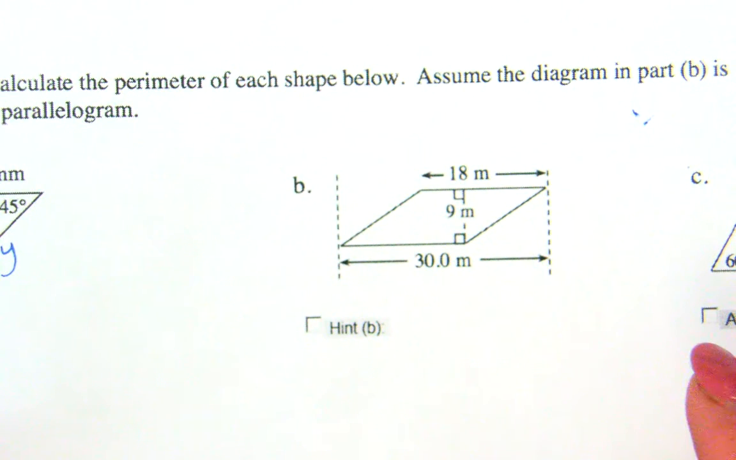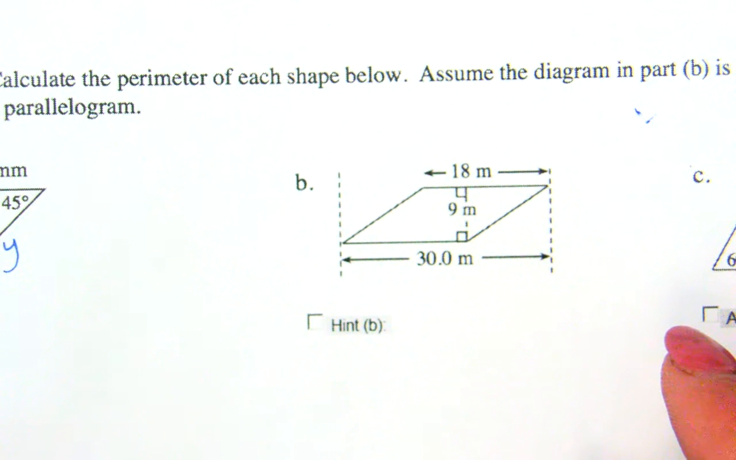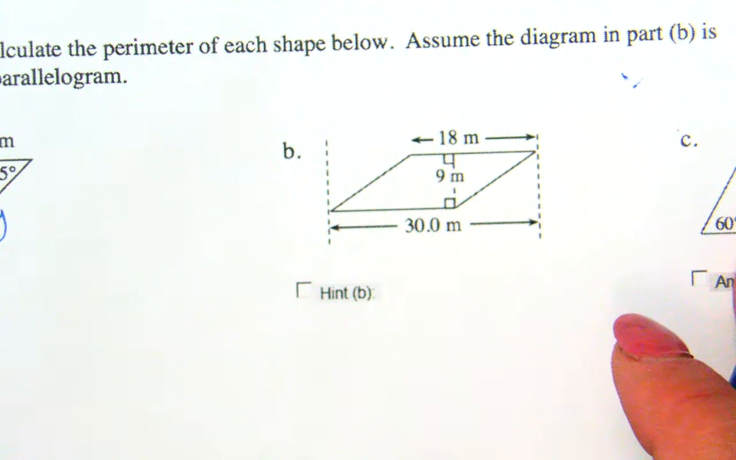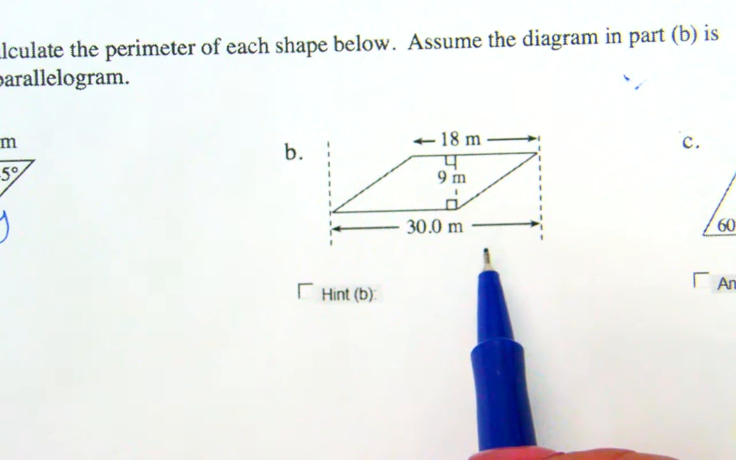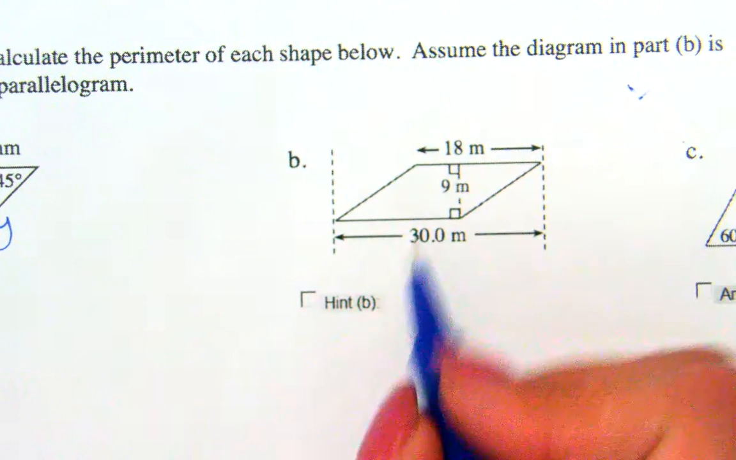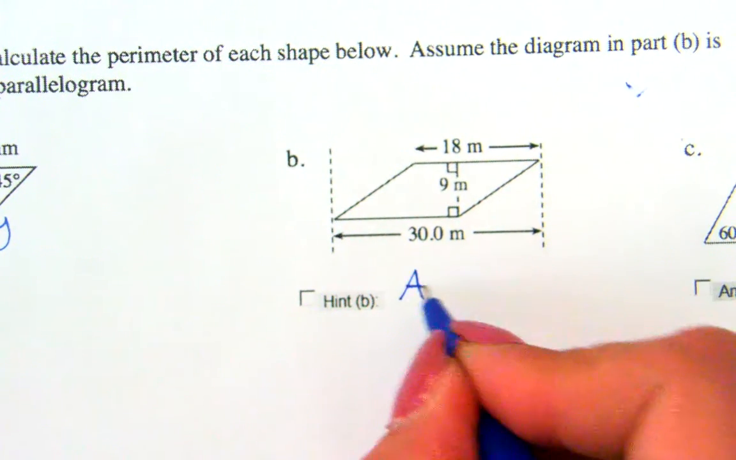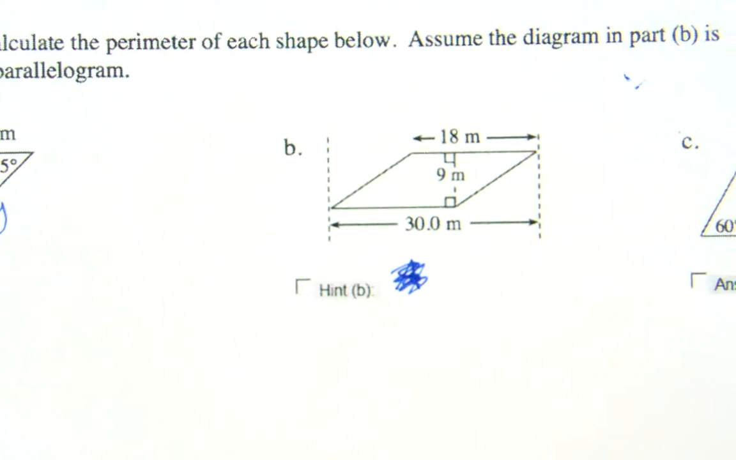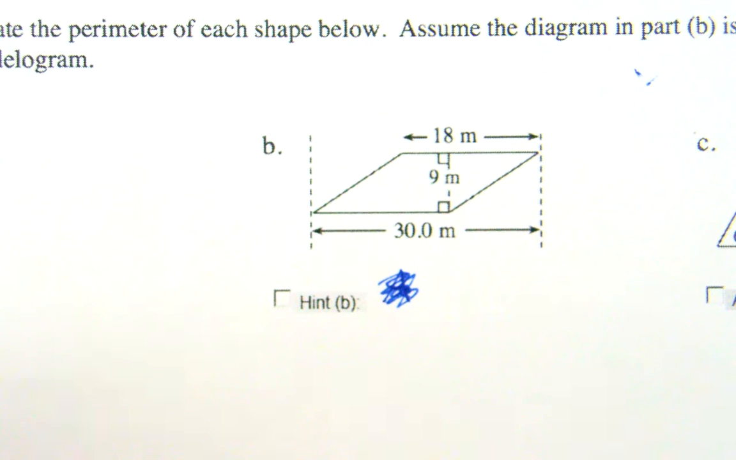Part B. What are we doing here? This is a parallelogram, isn't it? It's just a parallelogram. The area of a parallelogram is base times the height. Oh, you want the perimeter. My bad. I thought it was the area. I was like, why is this so difficult? Okay, this looks complicated. How are we going to break this apart?